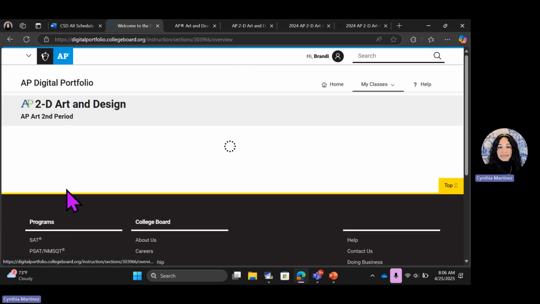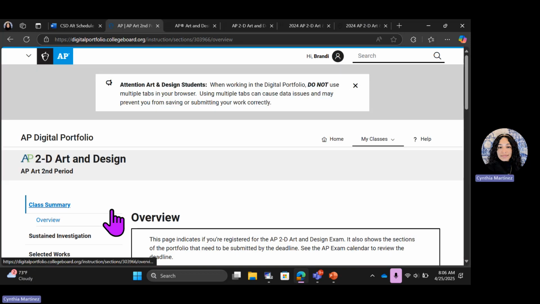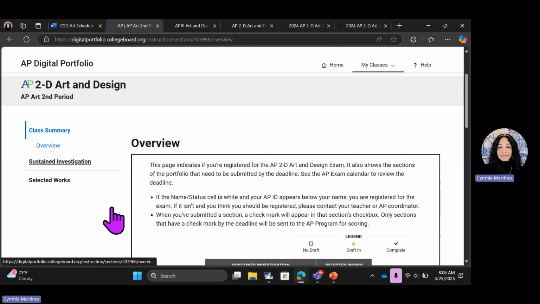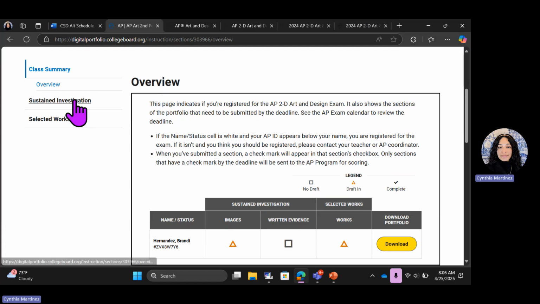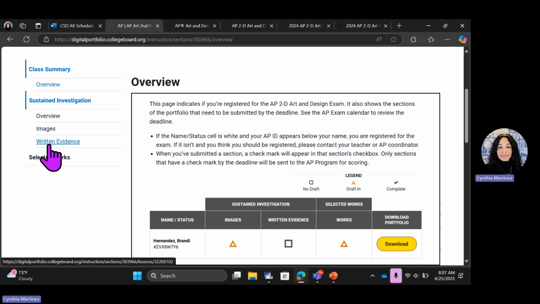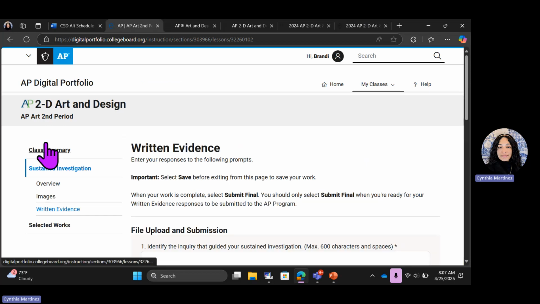Like I said, this is the last section, so you are going to be writing, okay? The last section is part of the Sustained Investigation, so you're going to click Sustained Investigation. You should have all your images and captions done. At this point, you need to click Written Evidence, so go to Written Evidence.